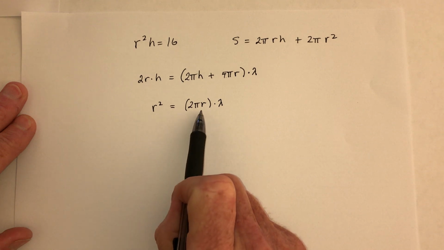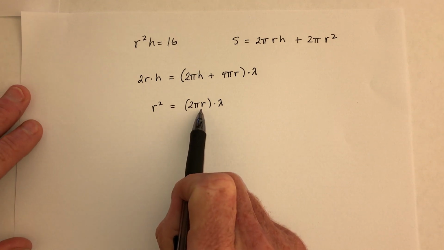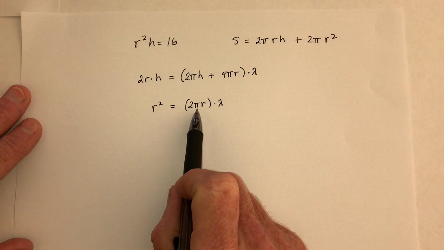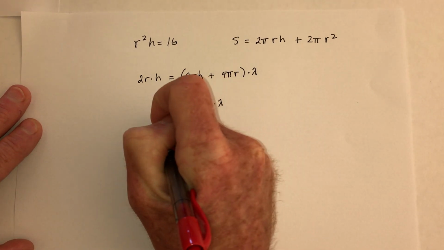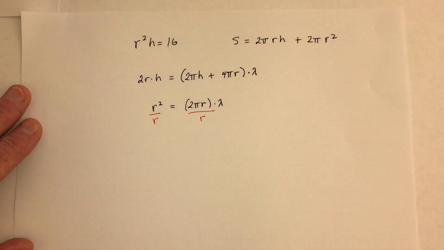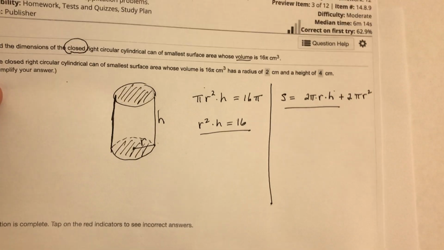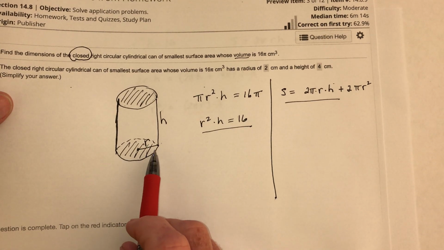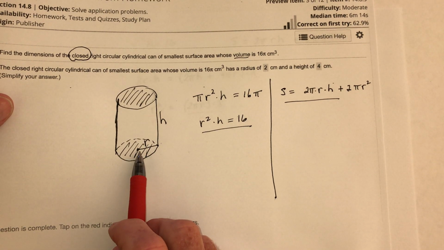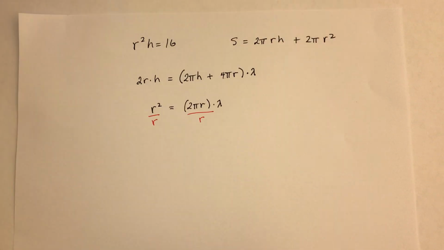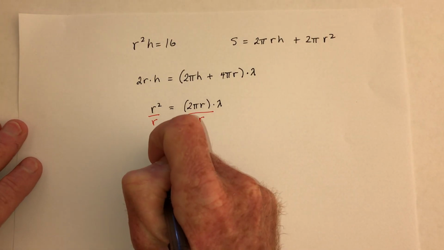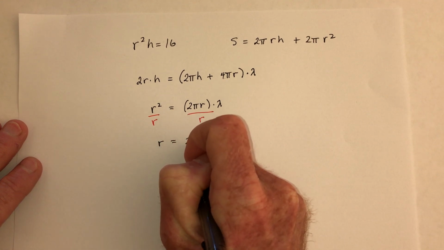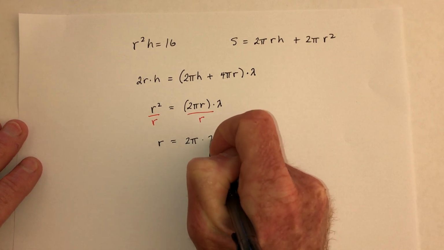Now this one I could actually simplify because I could divide both sides by r. Now when you divide both sides of an equation by a variable, you have to make sure that that variable is not equal to 0, because otherwise you're dividing by 0. But if this is a soda can, its radius cannot equal 0. Otherwise, it would not exist. So that means I'm safe to go ahead and divide both sides by r. So it says r is equal to 2 pi times lambda.